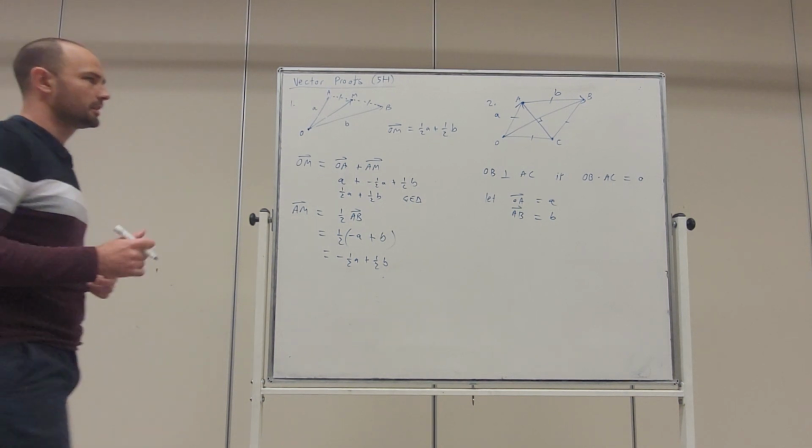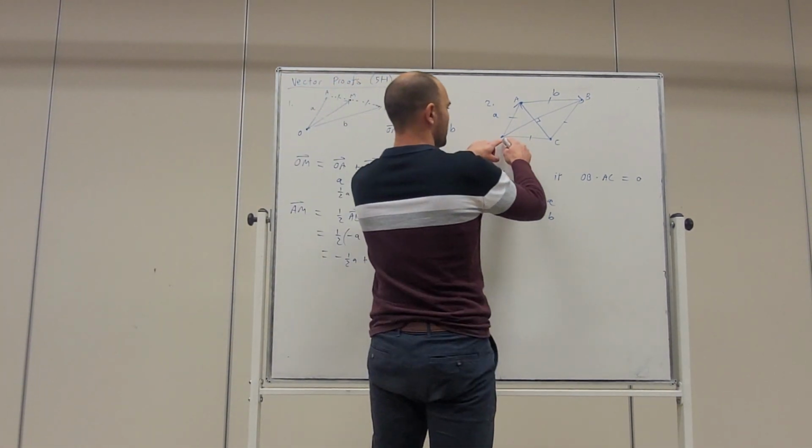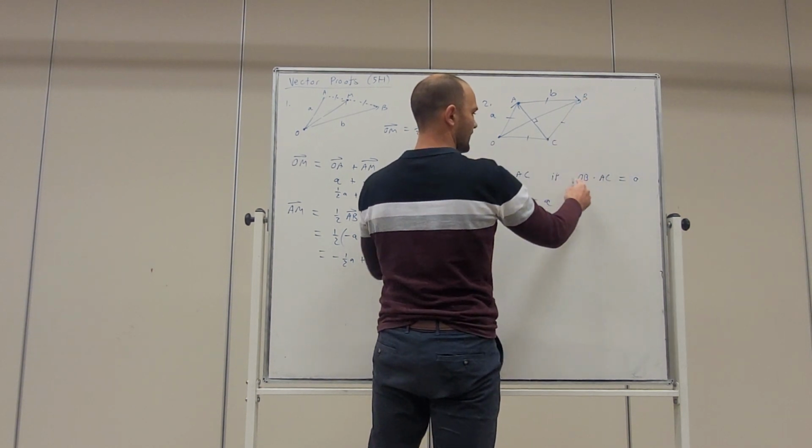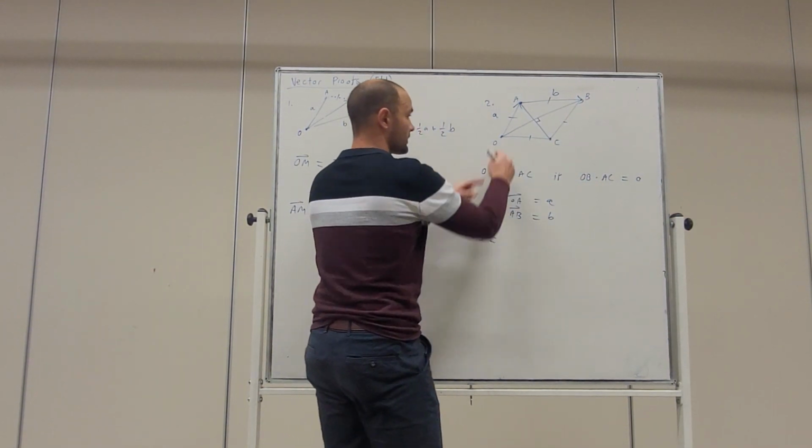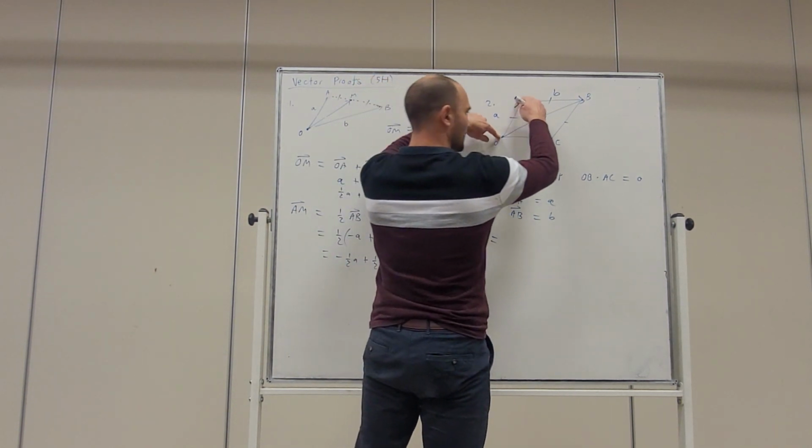Okay, now what this is going to give us is a relationship for OB, because we're interested in vector OB. Vector OB is just going to be vector a plus vector b.